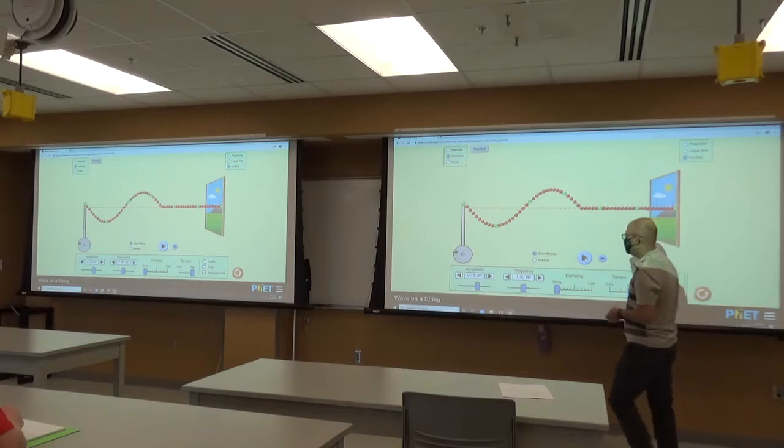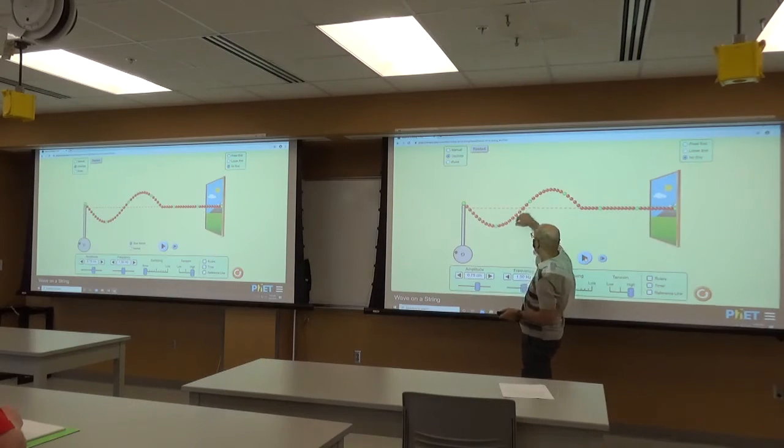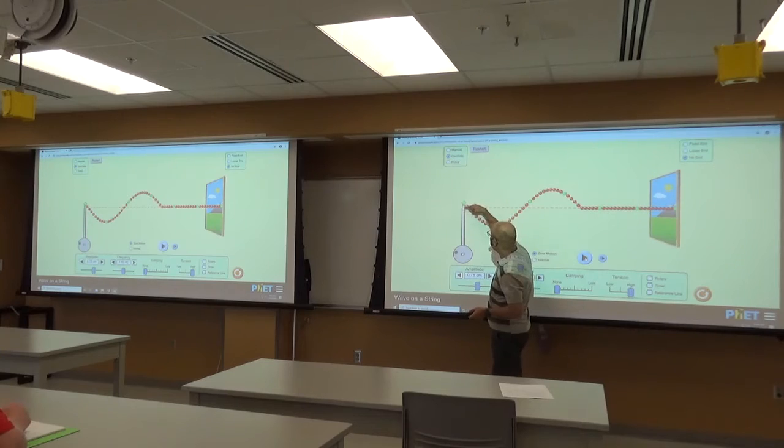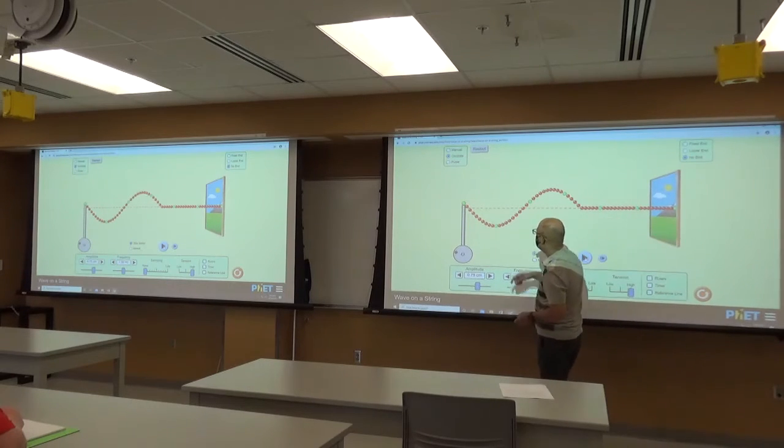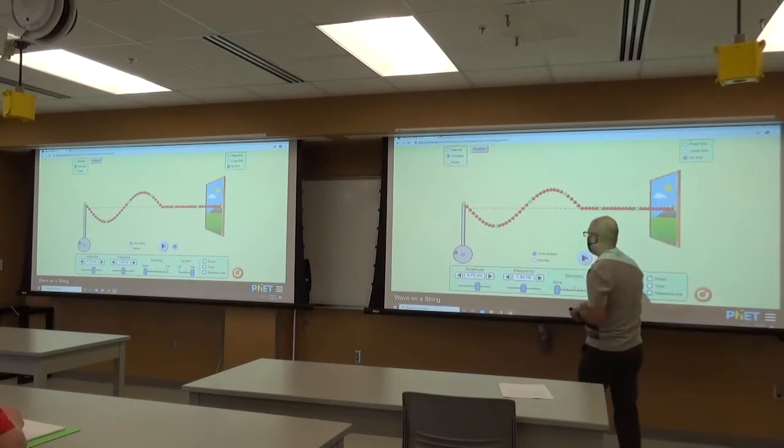So time period is the time to make one complete wave, or you can also say the time it takes to make one complete oscillation is also the time period. So time period is starting from here to here, back to the same position, and then down, and then back again to the same position. That's one period. Or the time to make one complete wave, that's also the period.